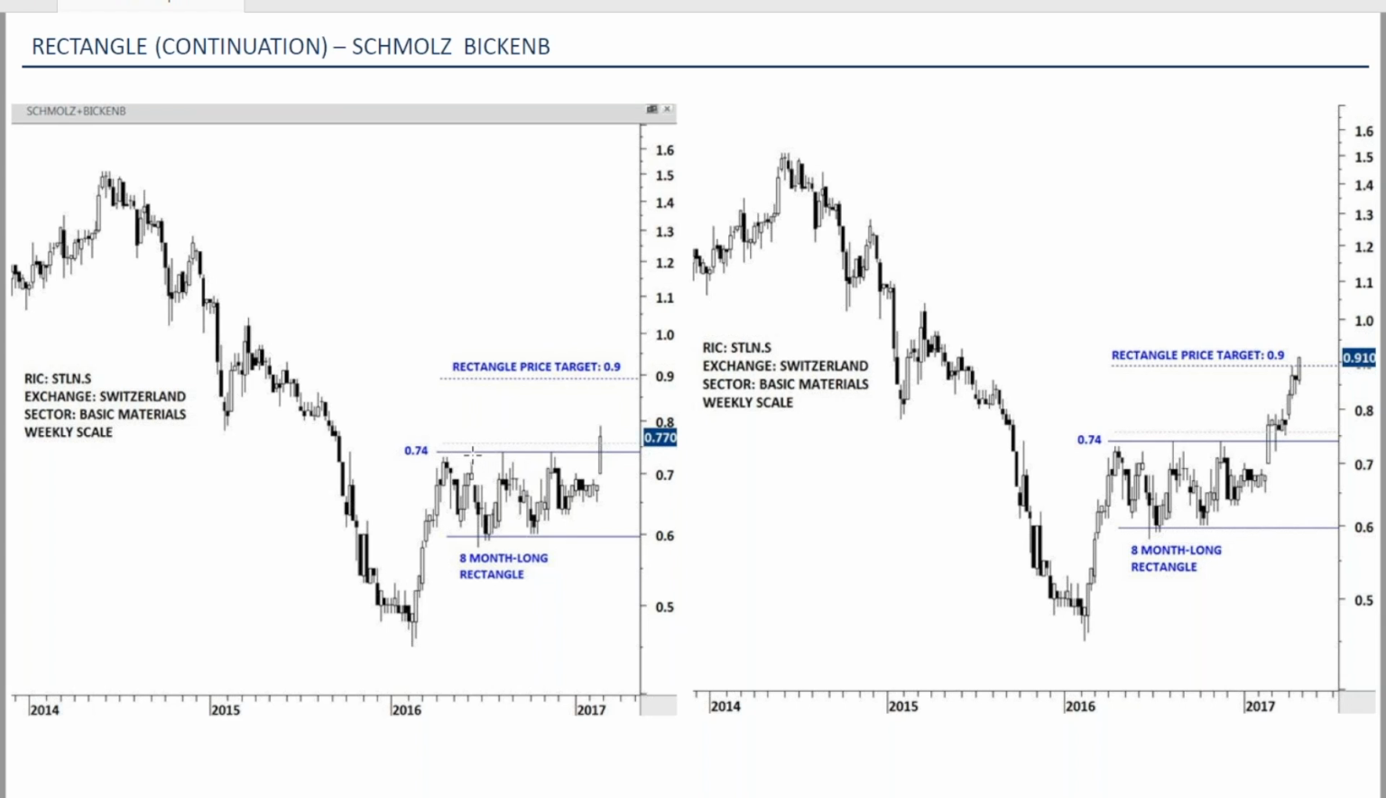They should have horizontal boundaries. These are the best setups, and the horizontal boundaries should be tested several times, showing that there's a clear resistance there and a breakout is taking place right after that. So the breakout takes place, and TechCharts followers and members receive an alert, and then the stock reaches its chart pattern price target in a couple of weeks.